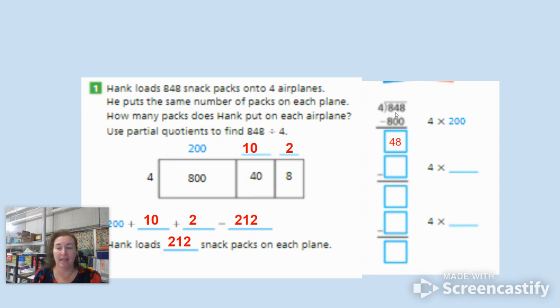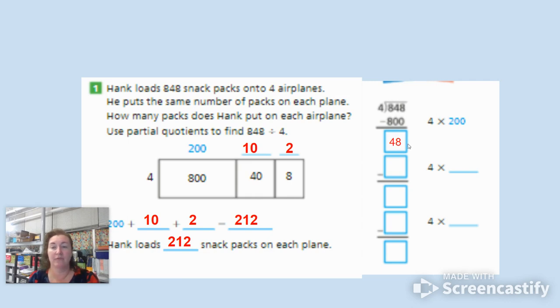A lot of times I'll ask my kids, can we take 100 groups of 4 all at once? 100 groups of 4 is 400. What about 200? Can we take 200 groups of 4 all at once? And that's what they did in this one. They took 200 groups of 4 all at one time. 200 groups of 4 is 800. So instead of saying minus 4 200 times, we're going to go ahead and take 800 away. And we're writing over here on the side, that's 200 groups of 4 that I took away.